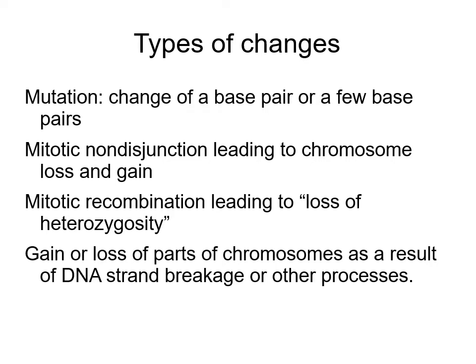So, types of changes: basically anything you can think of. You can have just mutation of a usual base pair or a few base pairs. The more significant ones have to do with mitotic nondisjunction and mitotic recombination, which lead to loss of heterozygosity. Why that's significant will become clear in a minute. Generally, gains or losses of parts of chromosomes can also occur as a result of DNA strand breakage and other processes.